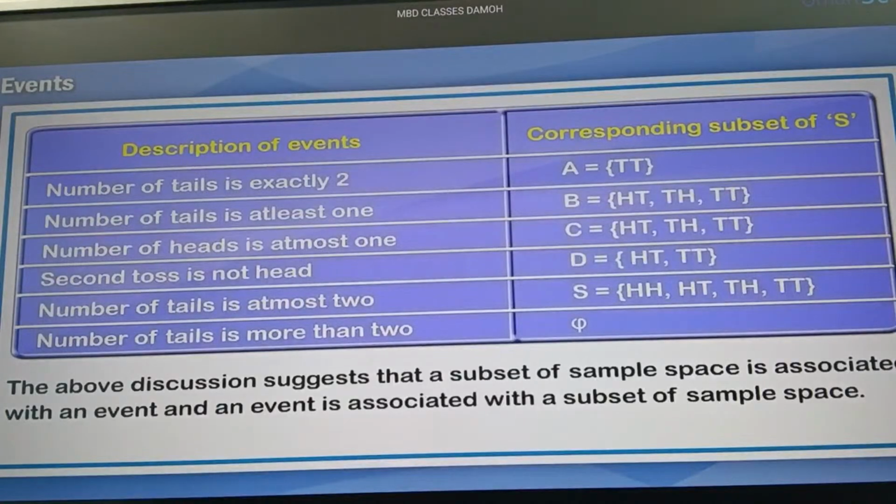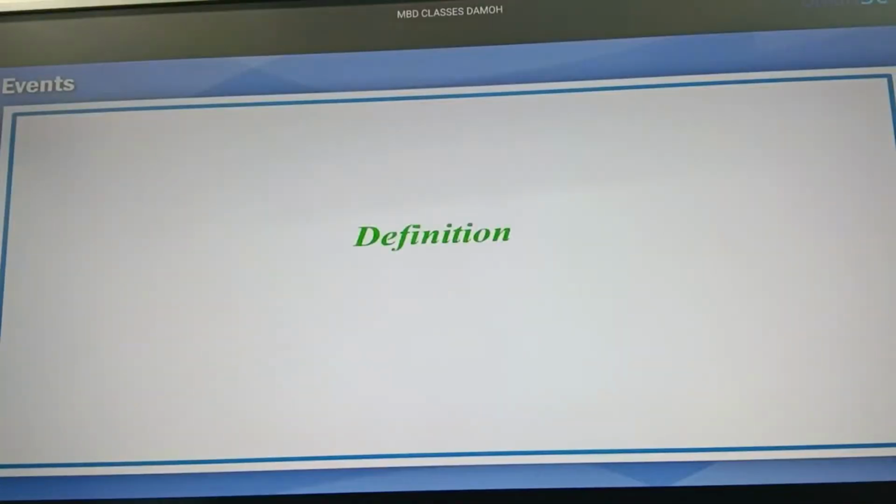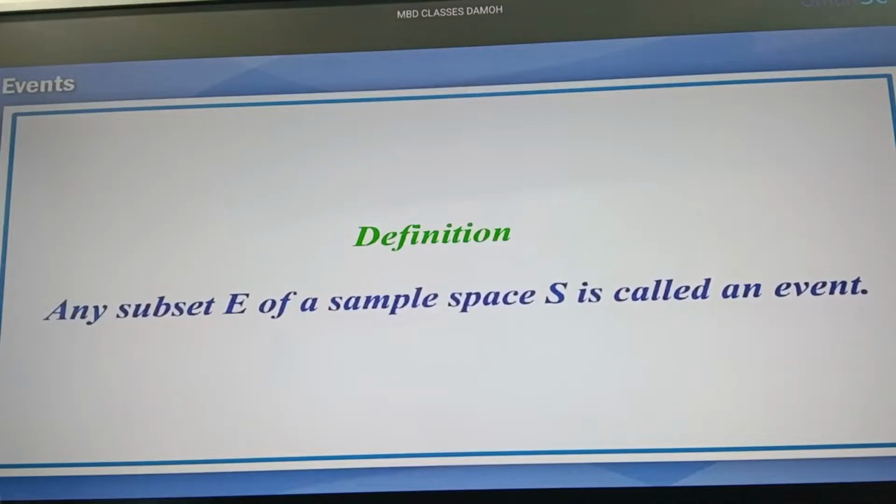The above discussion suggests that a subset of the sample space is associated with an event, and an event is associated with a subset of the sample space. Now we are in a position to define an event. So, by definition, any subset E of a sample space S is called an event.